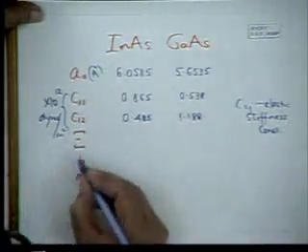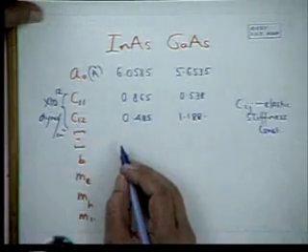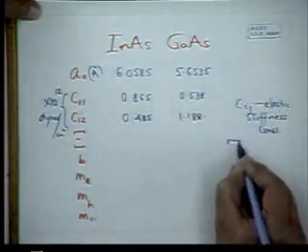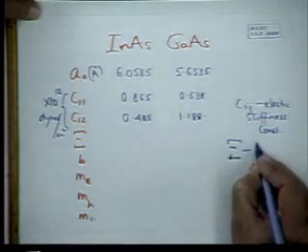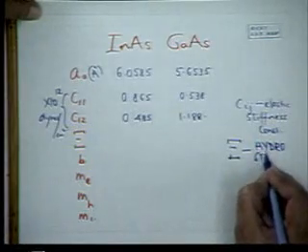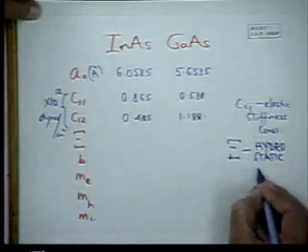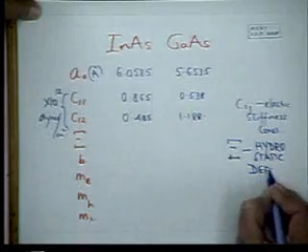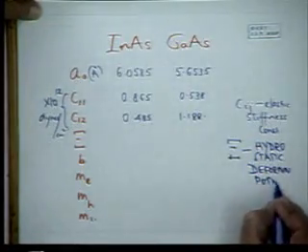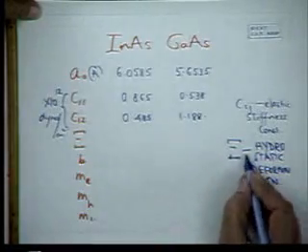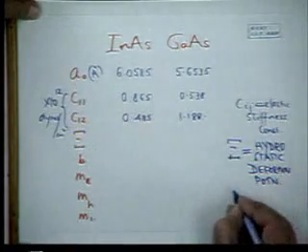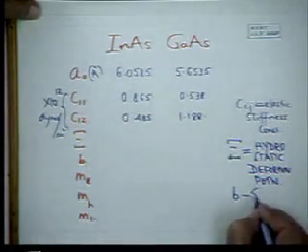Xi is the hydrostatic deformation potential, which is how the material responds to uniform hydrostatic pressure. B is the shear deformation potential.